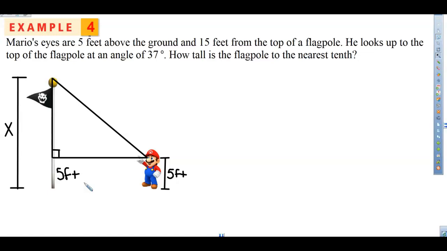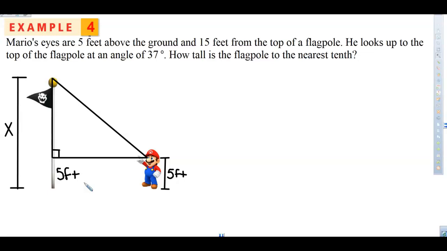All right, so anytime you see them say, hey, this person's eyes are here, that generally means your triangle is going to be lifted off the ground. All right, if it doesn't specifically say something about somebody's eyes being a certain height off the ground, then chances are your triangle is normal and on the ground.